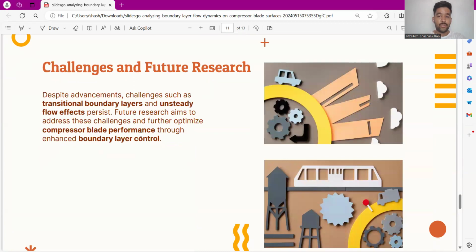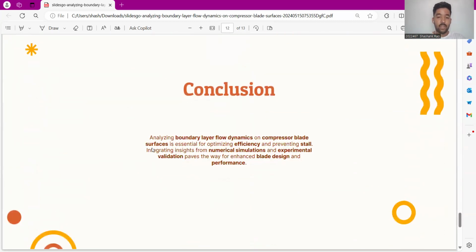Challenges and future research. Despite advancements, challenges such as transitional boundary layers and unsteady flow effects persist. Future research aims to address these challenges and further optimize compressor blade performance through enhanced boundary layer control.